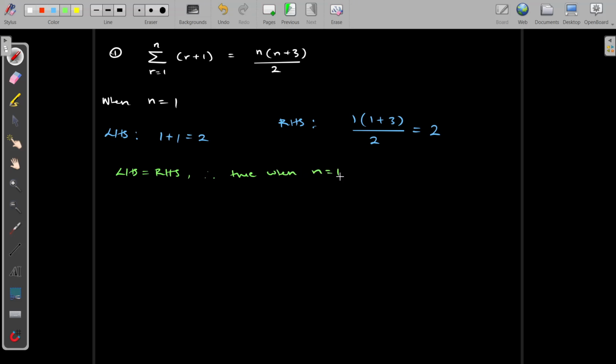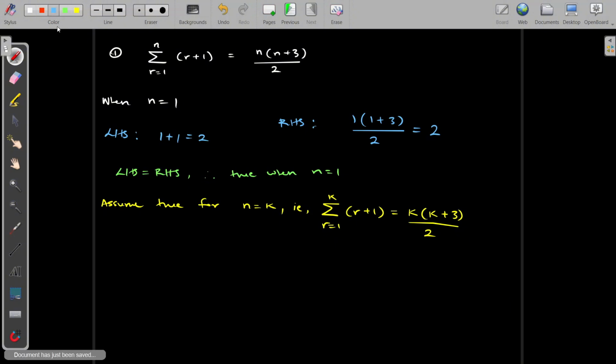So now we need to make an assumption that it is also true when n is equal to k. So assume true for n is equal to k. And that is, so replacing all the n's with k, the sum for r equal to 1 of r plus 1 is equal to k plus 3 over 2. Alright, so we should be good up to this point.